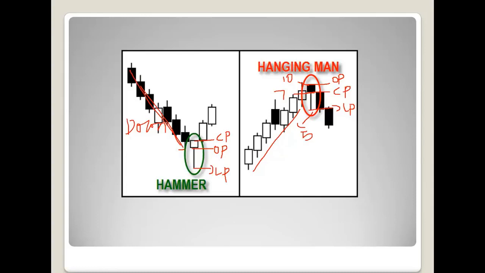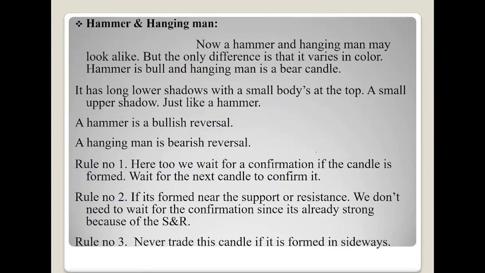Alright, so now let's get into the rules of the hammer and the hanging man. A hammer and a hanging man may look alike, but the only difference is the color. The hammer is for bulls and the hanging man is a bear candle. The definition is that it has a long lower shadow with a small body at the top, a small upper body, just like a hammer.